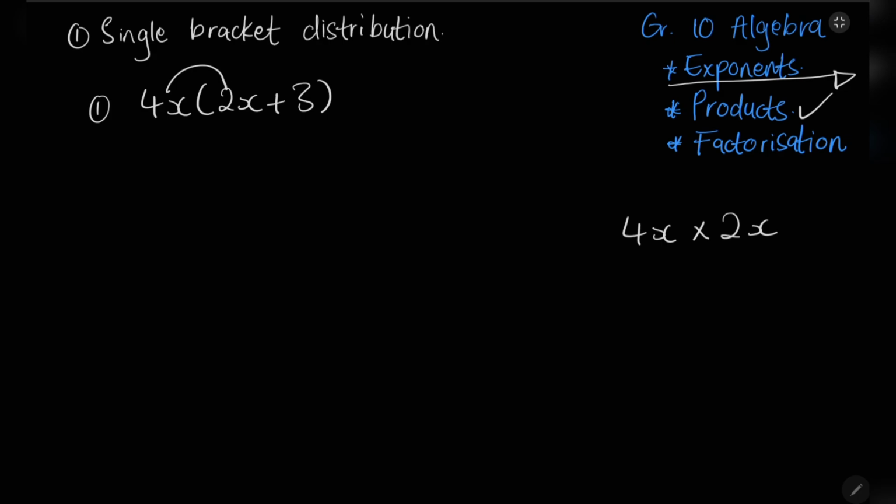This times that. Okay, so let's start with our coefficients. Remember, the coefficient is basically the value or the number next to your variable. These x's are your variables and the numbers are your coefficients. We firstly have to say 4 times 2, which is 8. Now let's multiply the variables. You have x and x, which gives you x squared.